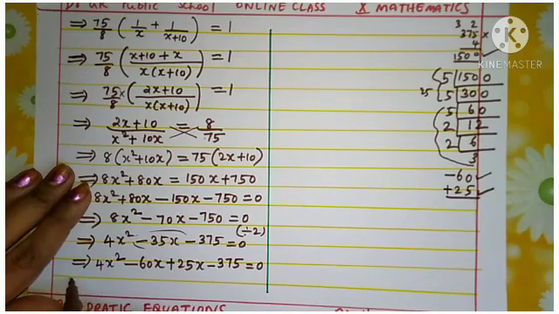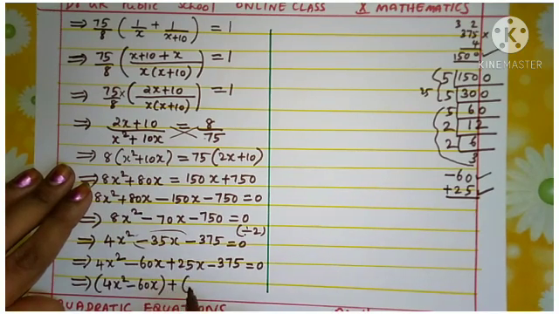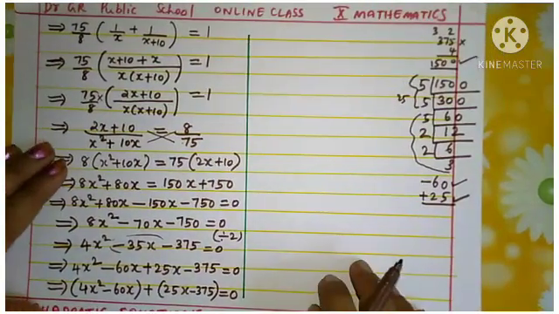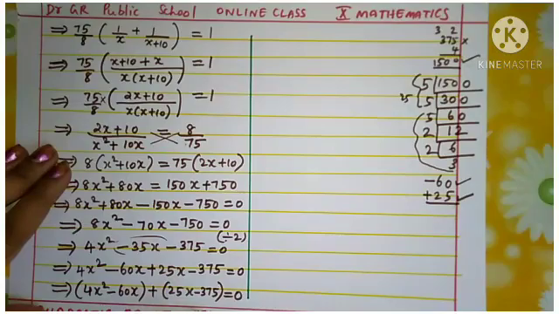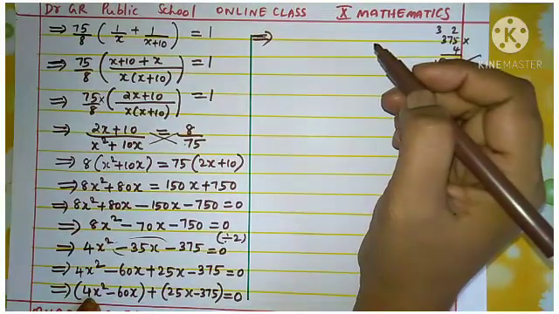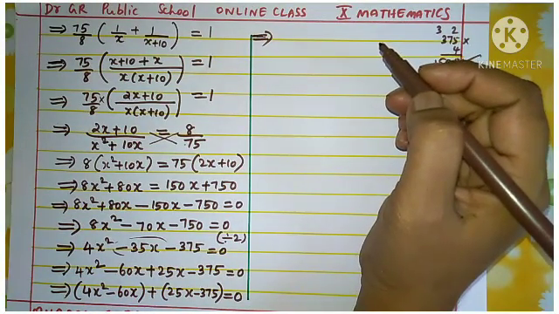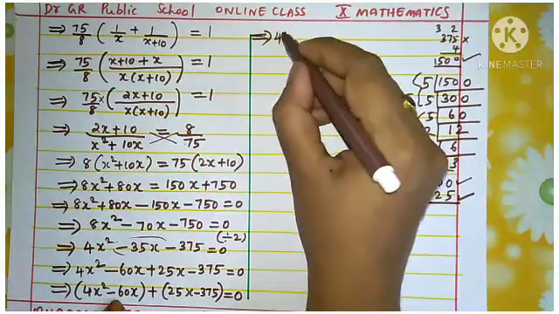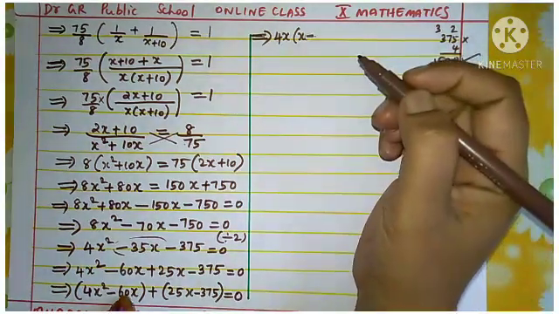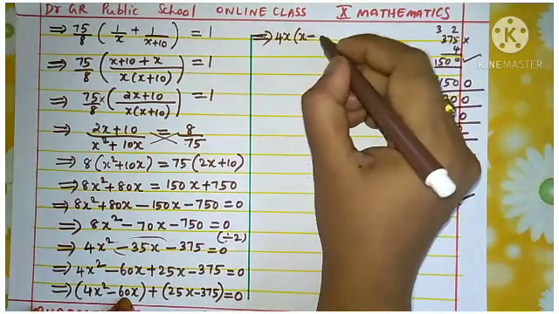Okay, so this implies we can group the terms, that is 4x square minus 60x first group plus 25x minus 375 equal to 0. So all this you learned in the factorization method also. Okay, now we are going to take the common factor. 4x square minus 60x, from this we can take which term? 4x we can take. So the balance is x minus what is 60 divided by 4? 15. 4 into 15 is 60.